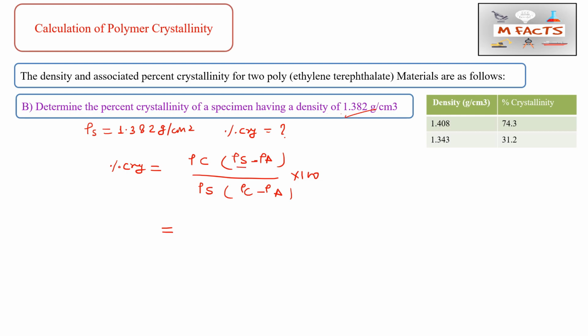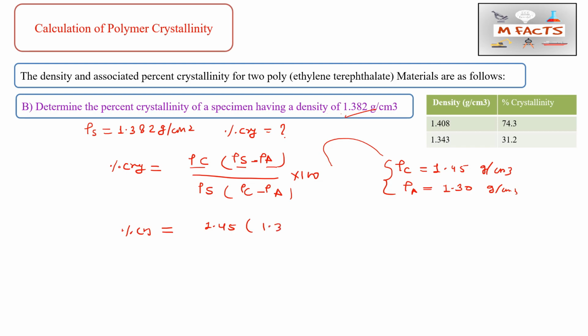We know the density of the specimen, rho s, but rho c and rho a, from where will we take these values? In the previous part we calculated rho c, that is 1.45, and we also calculated the density of the amorphous polymer, rho a, that is 1.30. Of course, these values are in gram per centimeter cube. So we will put all these values here and calculate the percentage crystallinity. Now rho c is 1.45, rho s is 1.382, given in this question, and rho a is 1.30.